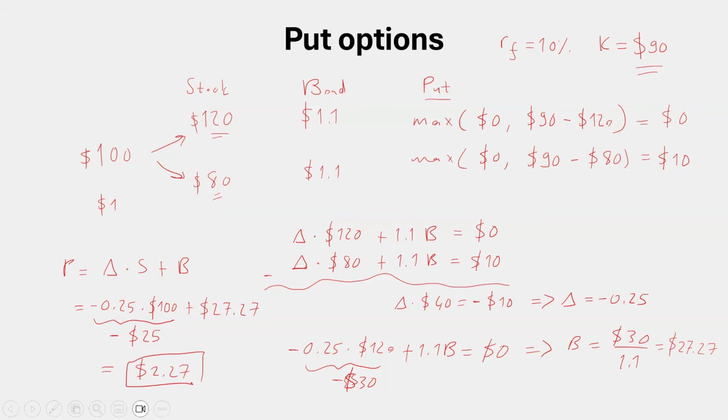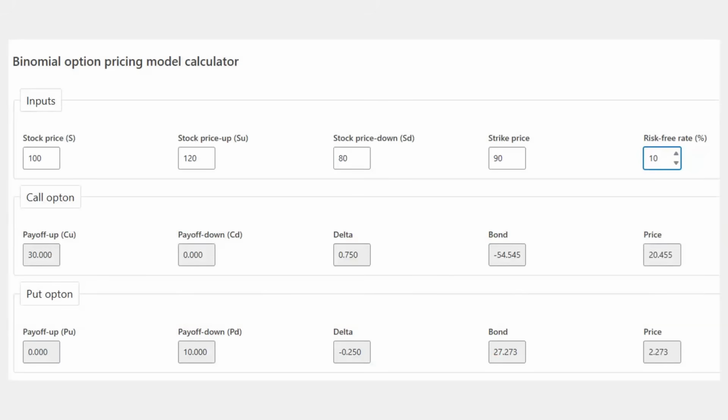Again, we can verify this using the calculator we have on our website. So exactly the same inputs. Now the put option payoffs are 0 if the stock goes up, 10 if the stock goes down. Delta, as you can see, is minus 0.25, which is what we found. We have a long position in the bond, and you can see indeed the put option price is 2.27, as we have calculated.